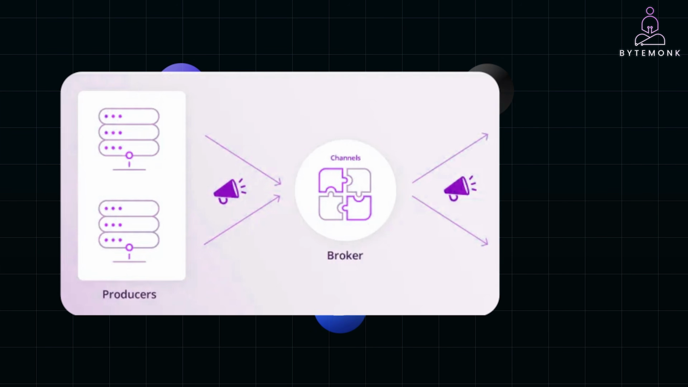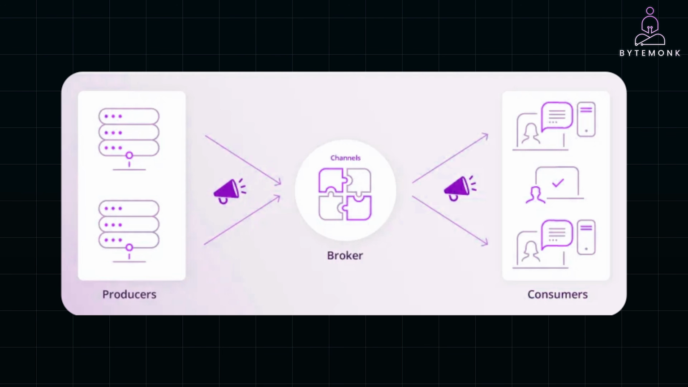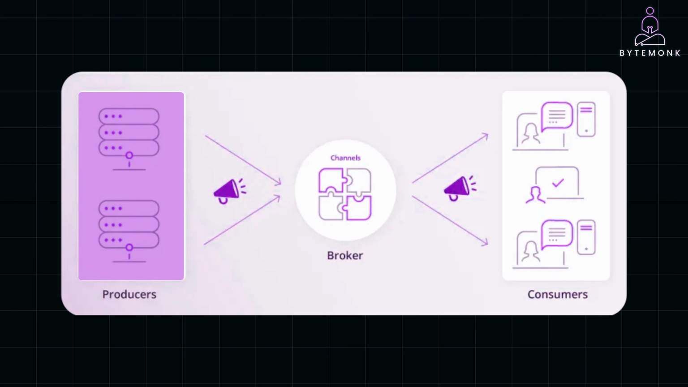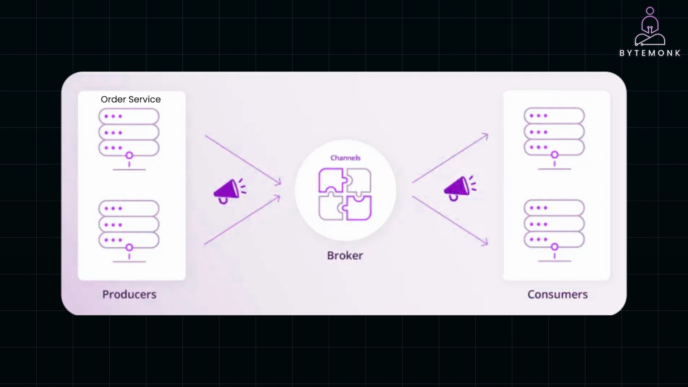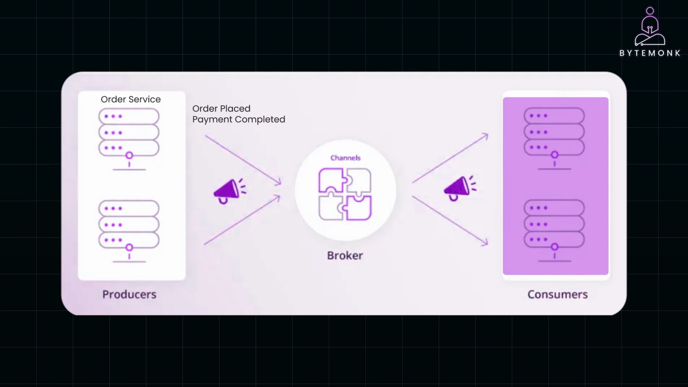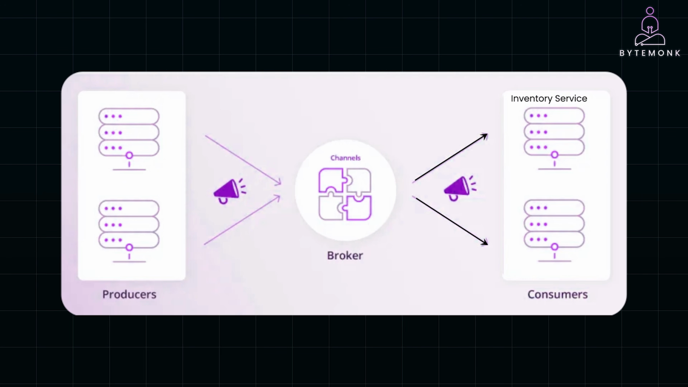And there are two main components in event-driven architecture. Event producers are the components or services that generate events. For instance, in an e-commerce application, the order service can be an event producer. When a new order is placed, it produces an event like order placed or payment completed. Event consumers are the components that respond to events. In our example, the inventory service might consume the order placed event to reduce the stock of items, while the shipping service might consume the event to start processing the shipment.